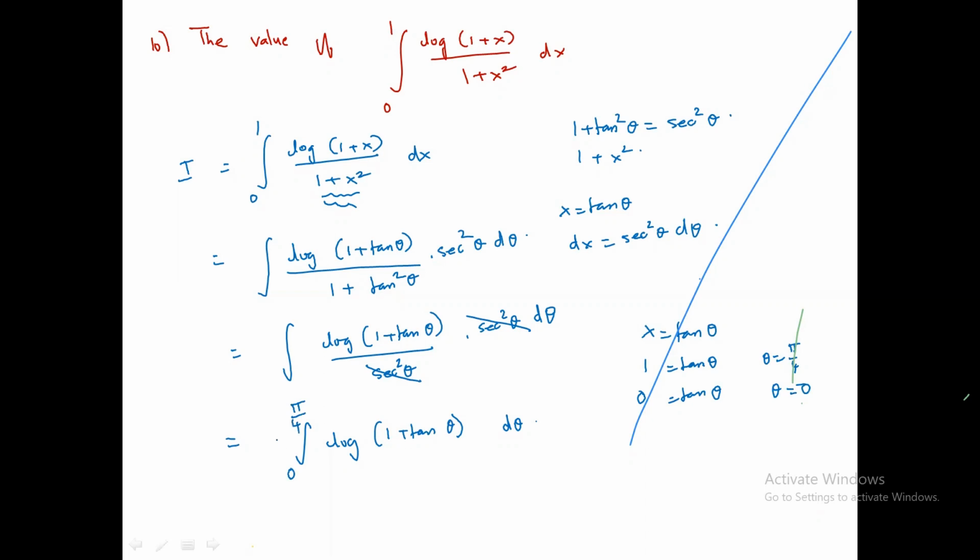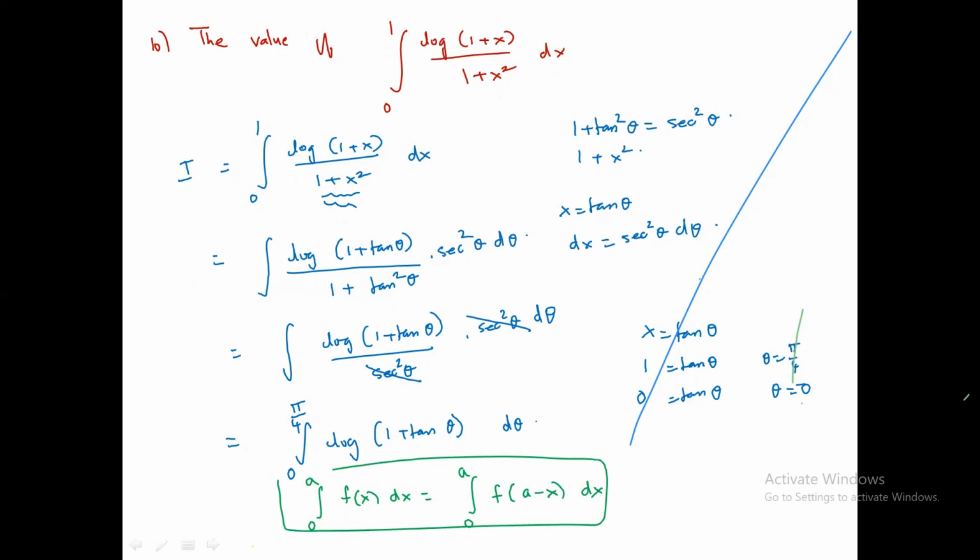Now, why did I change the boundaries? Because in definite integrals, there is a formula. If you have the integral from 0 to a of f of x dx, then you can write it as the integral from 0 to a, but in the function in place of x, you write a minus x. This formula I will be using now to make the integral easier. You can take this as a shortcut formula.